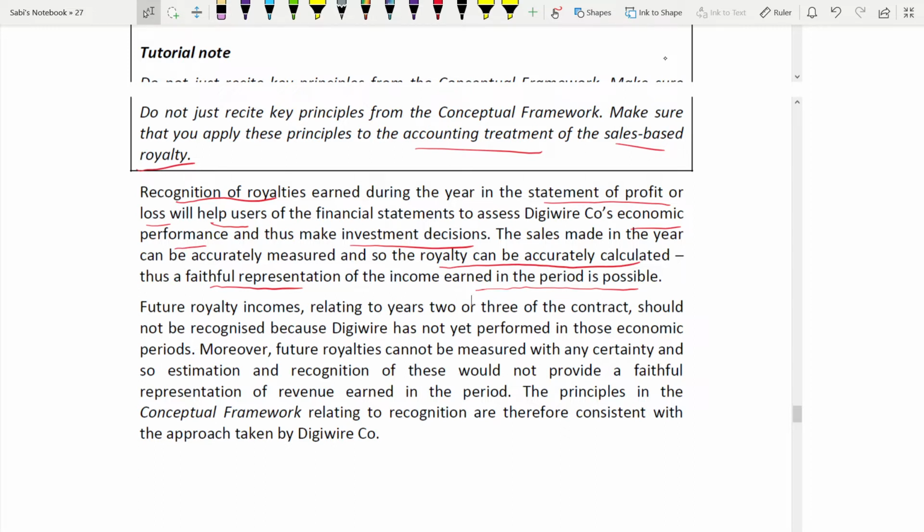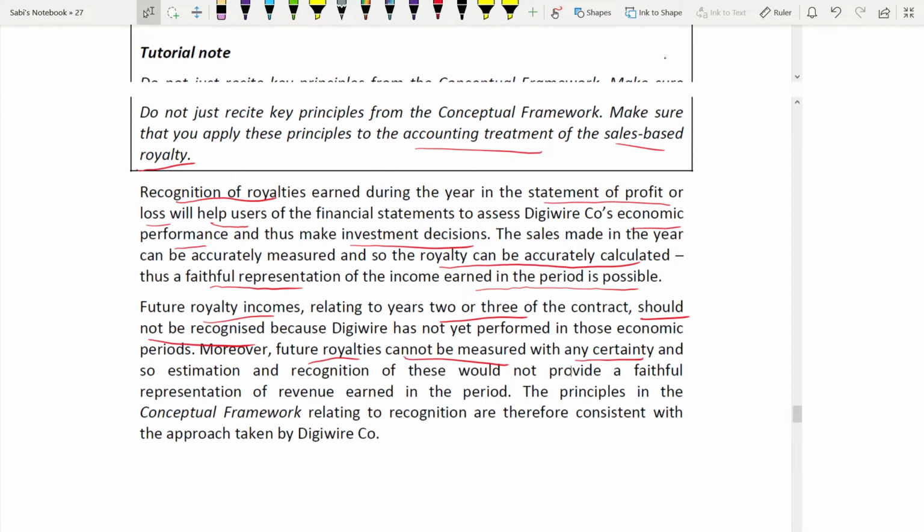Now we are talking about the other two. What about the future royalty income relating to year 2 or 3 of the contract? This you should not recognize. This should not be recognized because Digiwire has not yet performed in those economic periods. They still didn't make sales for those 2 years, so you cannot recognize the royalty either. Moreover, future royalties cannot be measured with certainty. Number one, no certainty is there.